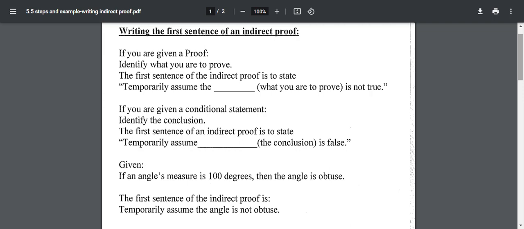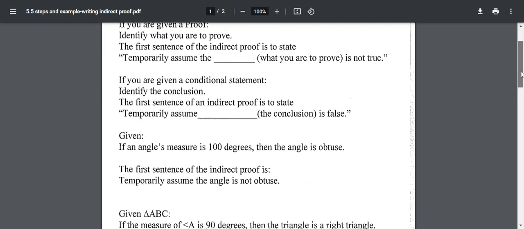So if we're given, if an angle's measure is 100 degrees, then the angle is obtuse, then we will say temporarily assume the angle is not obtuse, and then we'll say it is given that the angle has a measure of 100 degrees. By the definition of obtuse angle, any angle with a measure greater than 90 degrees is obtuse. 100 is greater than 90. This directly contradicts our original assumption, and therefore the angle must be obtuse.